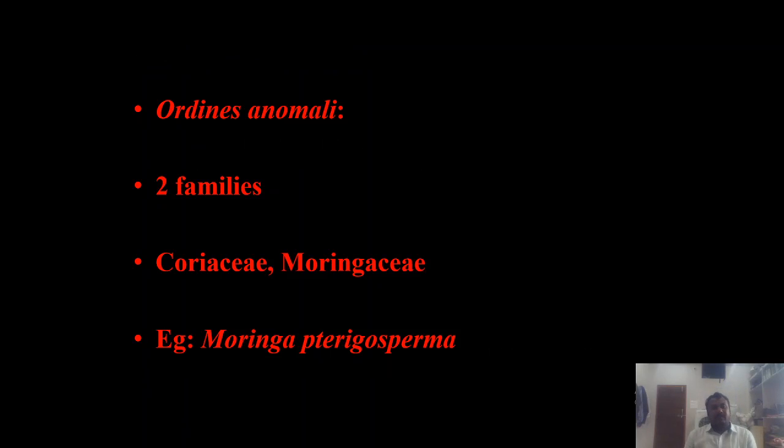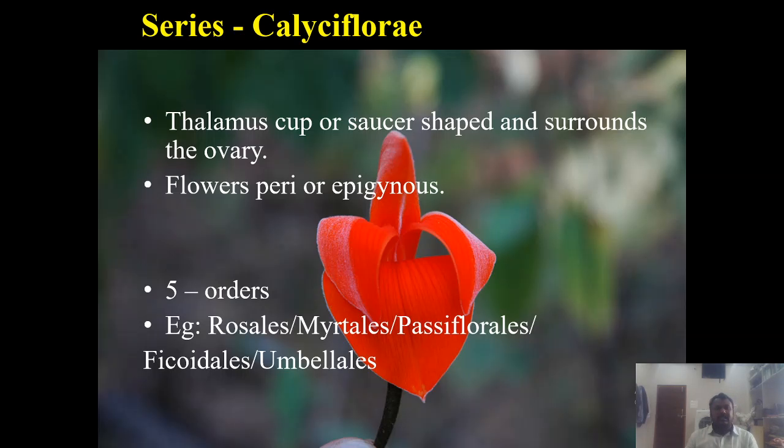Ordinance anomaly, that means there are 2 families which are not fit into any orders, but they belong to Polypetalae subclass only. So, Coriaceae and Moringaceae, the 2 families, they are not fit into any order. Hence, they are kept under separate ordinance anomaly. Example, Moringa microspermae.